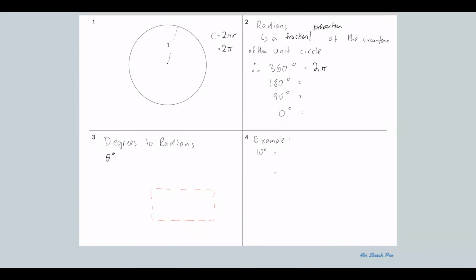The full circumference. 180 degrees is what? Half that? So guess what 180 degrees is in radians? Pi. Yep, pi. Half of it. Does that make sense so far? Okay, what about 90 degrees? Yeah, half pi, or pi on 2. And what about 0 degrees? 0. Okay? So these are the radian equivalents.